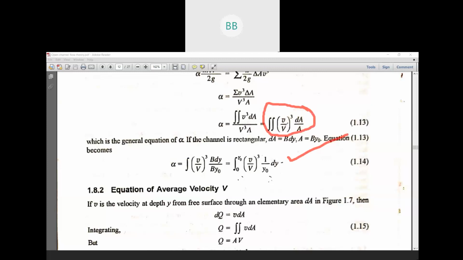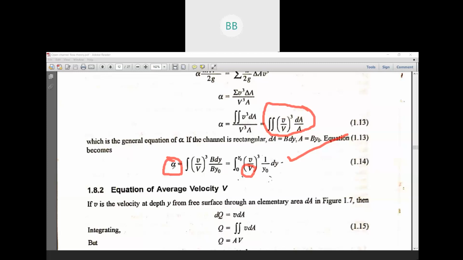If you see both equations, we have small v, that is your average velocity for that particular small area, and capital V is your average velocity for the whole cross sectional area. So to find out alpha, we first have to find out the average velocity. If it is given, then it's okay. Otherwise, we have to calculate the average velocity for the whole cross sectional area. Then only you can find out alpha.